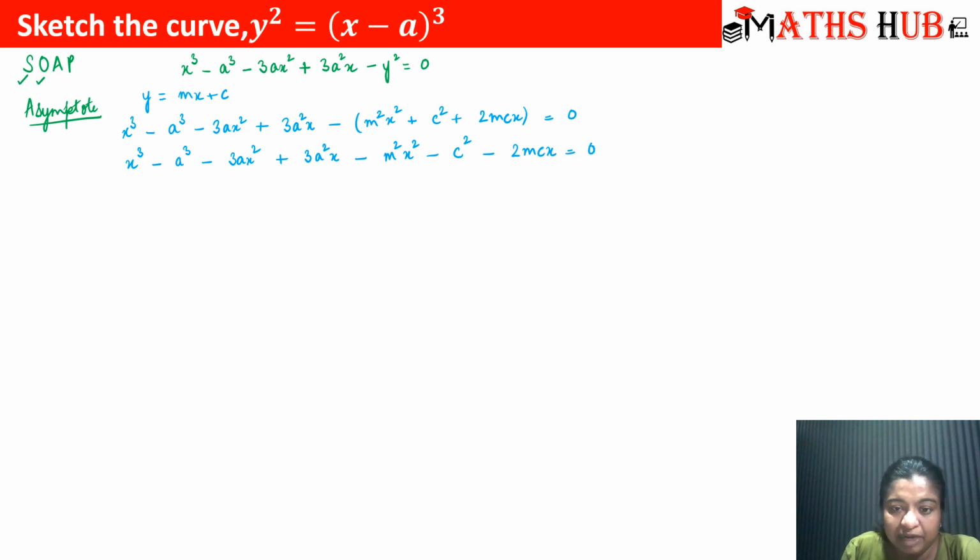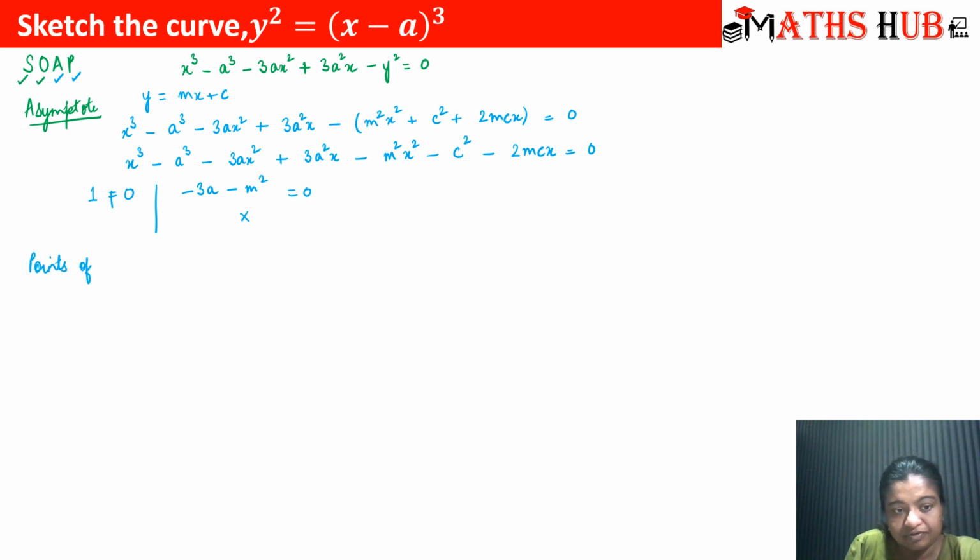Now to calculate an oblique asymptote, we have to equate the coefficient of highest two terms of x. So the highest coefficient of x is 1. So this will not give me anything. And when I equate the highest coefficient of x square, I will get minus 3a and then I will have minus m square. This is equal to 0. So this again will not give me anything. So there is no oblique asymptote also, right? Now let us try to find out P, points of intersection.